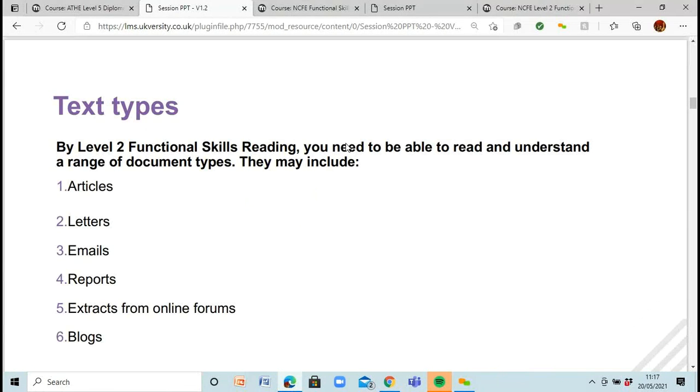So text types. At Level 2 Functional Skills reading, you need to be able to understand and read a lot of different types of documents. And to be honest, you probably do this on a daily basis. You might go into school with your children or your nieces and nephews, and you might have a letter or a leaflet. That's a different type of thing. You might end up getting a text message, an email. So examples of these are articles, so newspaper articles, letters, an appointment letter, just an information letter, a bill, emails, reports. Like you might have a child in school and they might get a class report saying Stephanie has done this, that, and this is how she's doing in school.